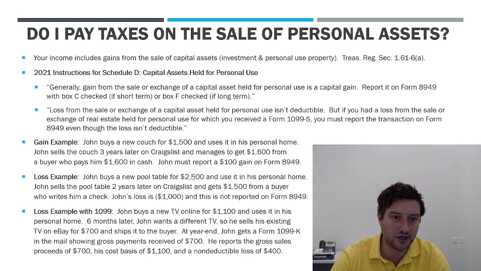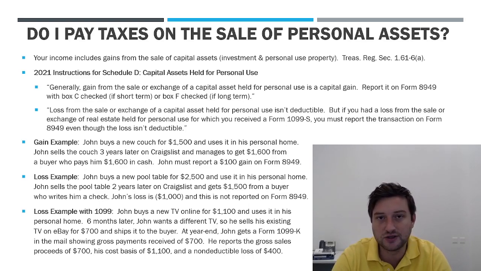So for the gain example, John buys a new couch for $1,500 and he uses it in his personal home. Then John sells the couch 3 years later on Craigslist, right? So he just listed it on Craigslist, somebody comes and gets it, and he manages somehow to get $1,600 for the used couch, right? The guy pays him in cash. Now, John has a $100 gain here, right? And it's a gain on a personal use asset. Believe it or not, technically, this is taxable.